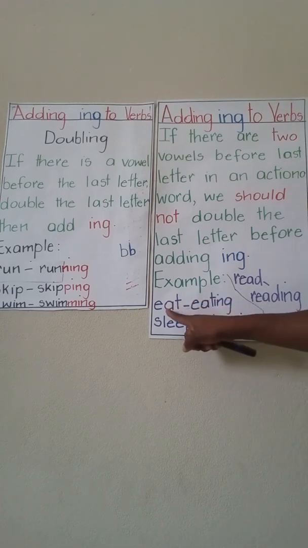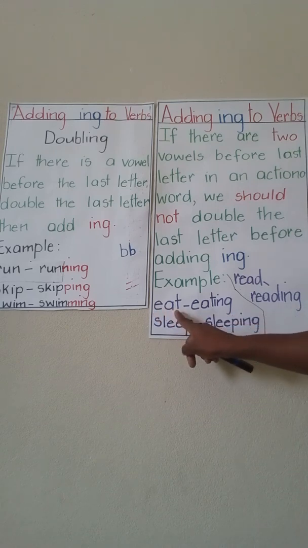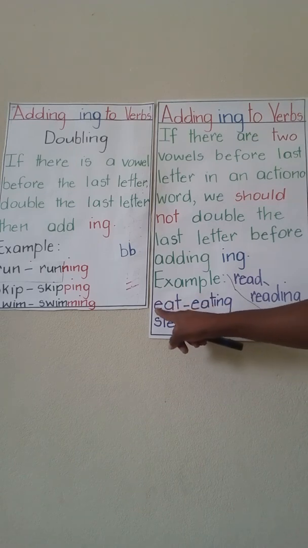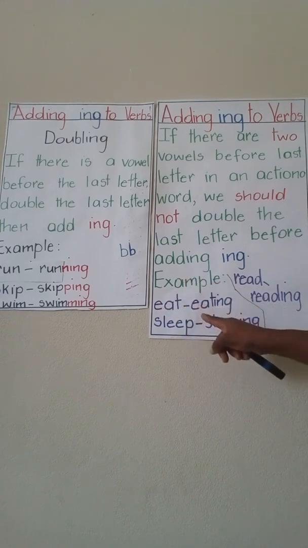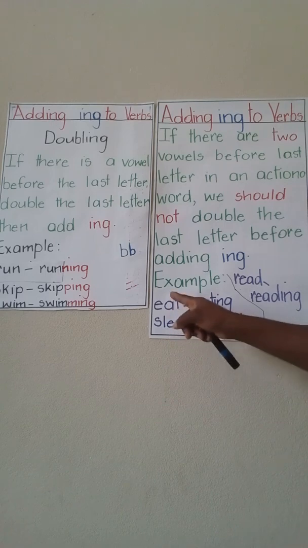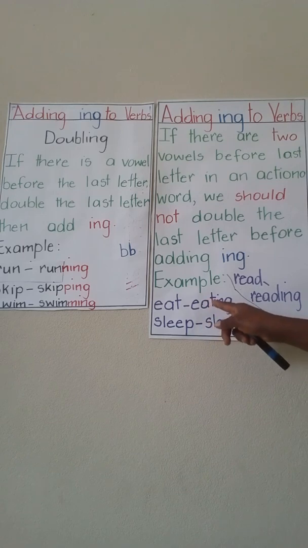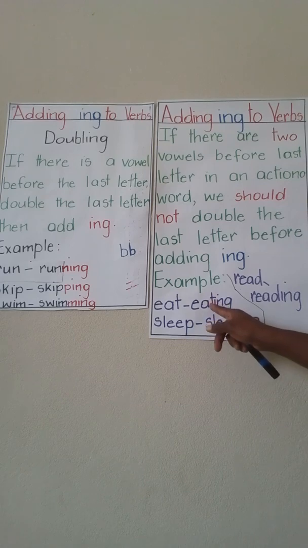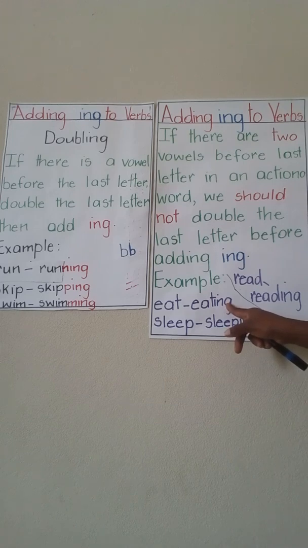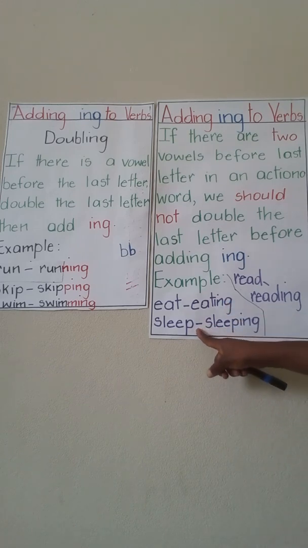So we have eat. How do we spell the word eat? E-A-T. How many vowels are in the word eat before the last letter? Two vowels, E and A. So when we're adding ing to the word eat, because there are two vowels before the last letter, we just add ing. So we do not double the last letter. We do not write another T. We just add ing. Okay? Let us look at another example.